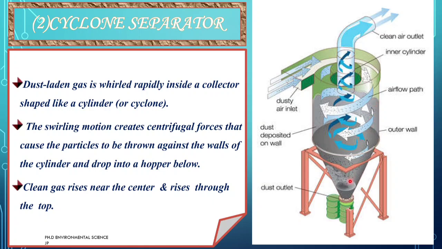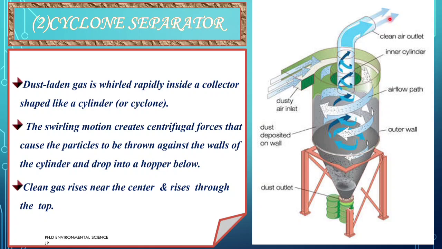Inner cylinder, the central part of the cyclone, where the clean air flows upwards after the particulates have been separated. Clean air outlet, the outlet where the cleaned air exits the cyclone separator. Typically, it is located at the top center of the device. Now let's understand how it works.